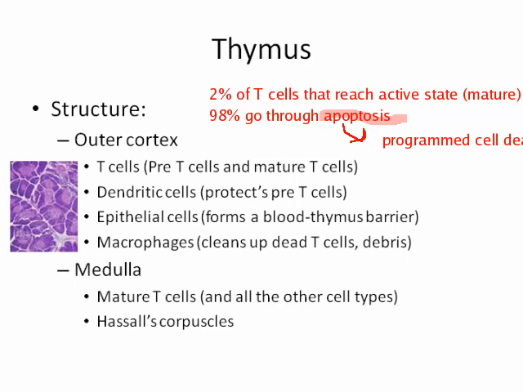The other thing that we see within the medulla is Hassall's corpuscles. It is simply an area for T cells that have gone on. So we have mature T cells that, for whatever reason, are not used. They get old after a week or so and end up dying. Those T cells will tend to drift and be collected in Hassall's corpuscles for termination and disposal. You can think of it as a graveyard for T cells.